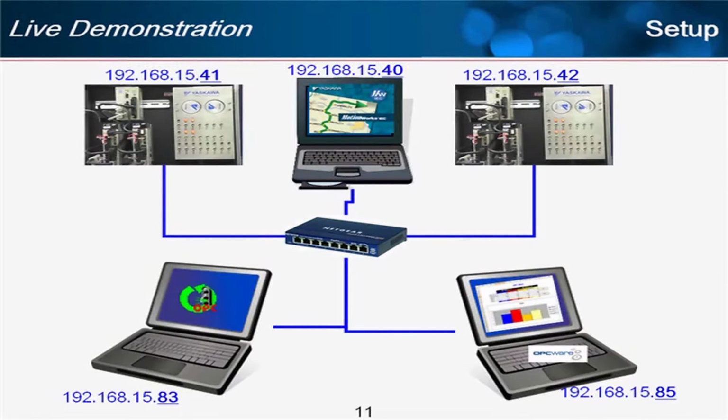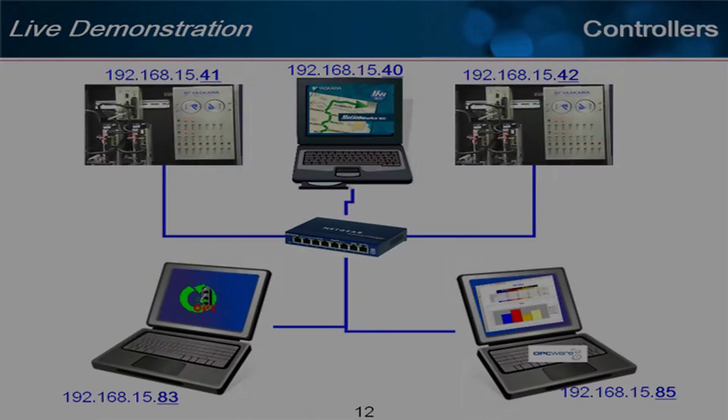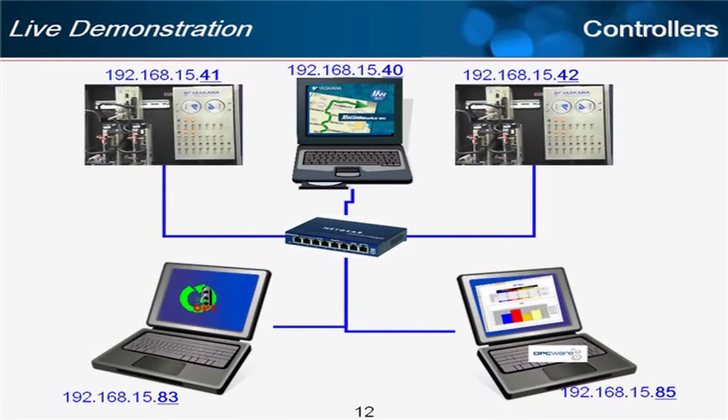And also note, if you are going to set something like this up, it's important to have a plan for your IP addresses. That's why I've listed all of them here. Controllers are 41 and 42. We're going to have to remember the OPC server, that's 192.168.15.83. See, I'm using a .15 network. So first let's look at the controllers, and I want to point out just the very simple program and what you need to do in order to interface to the OPC server.